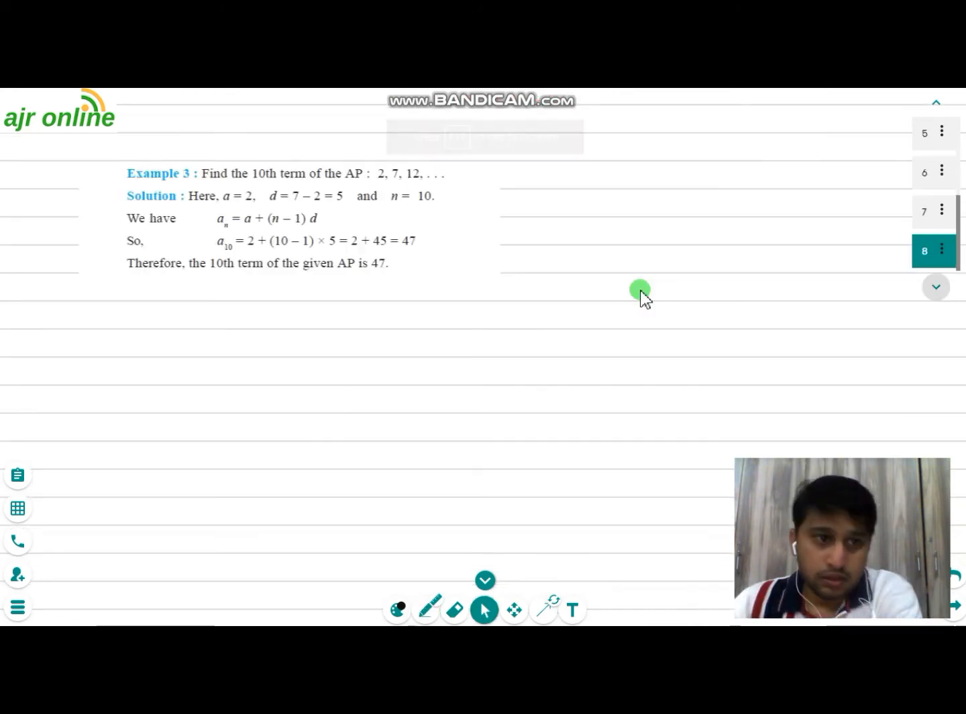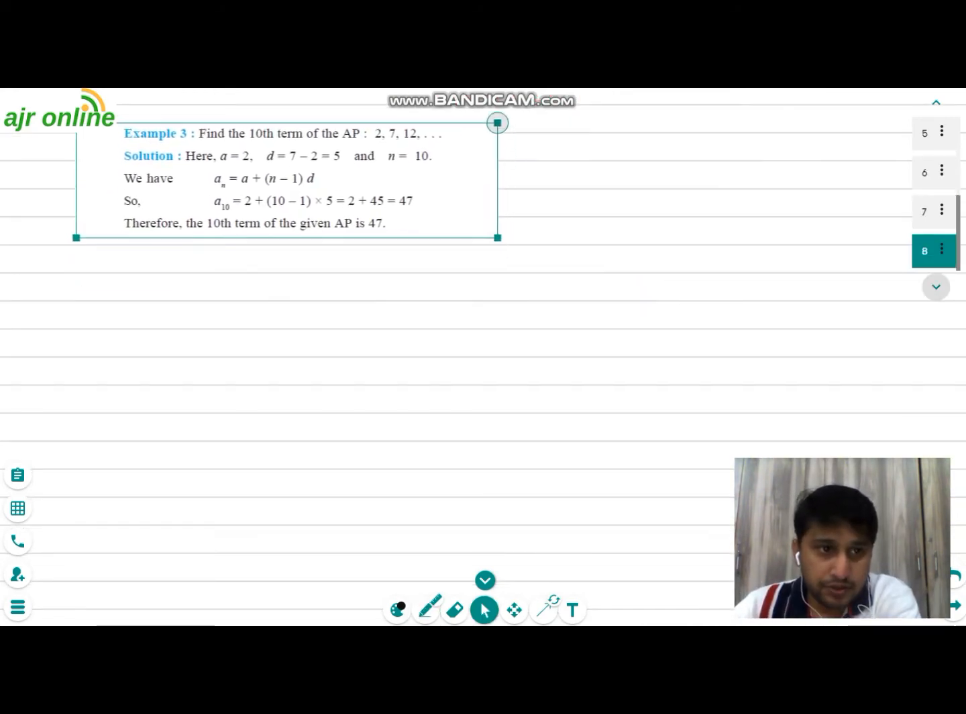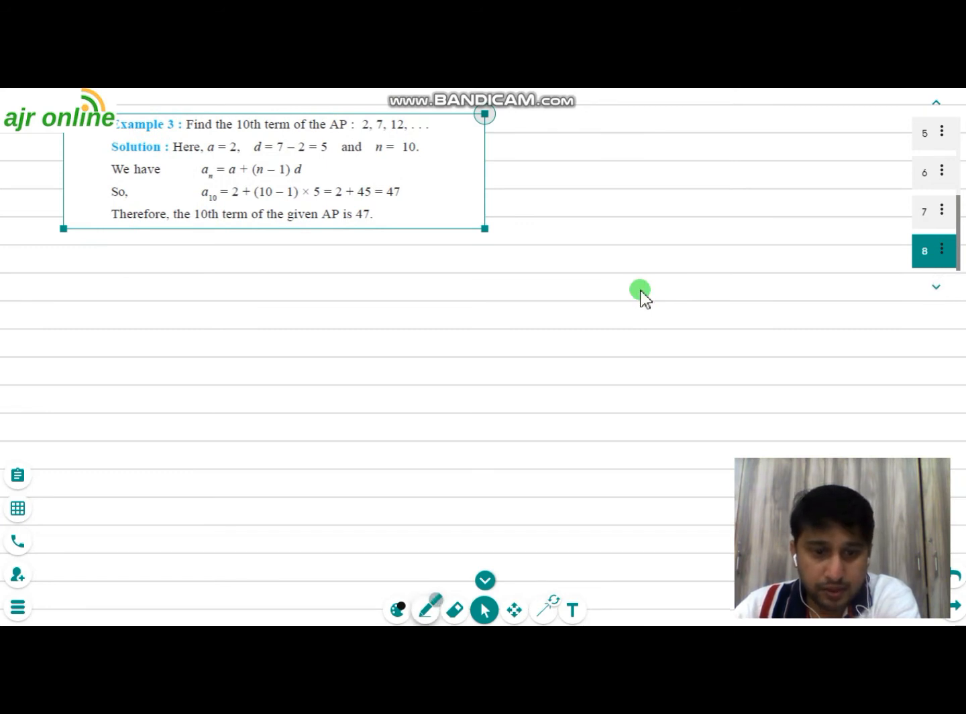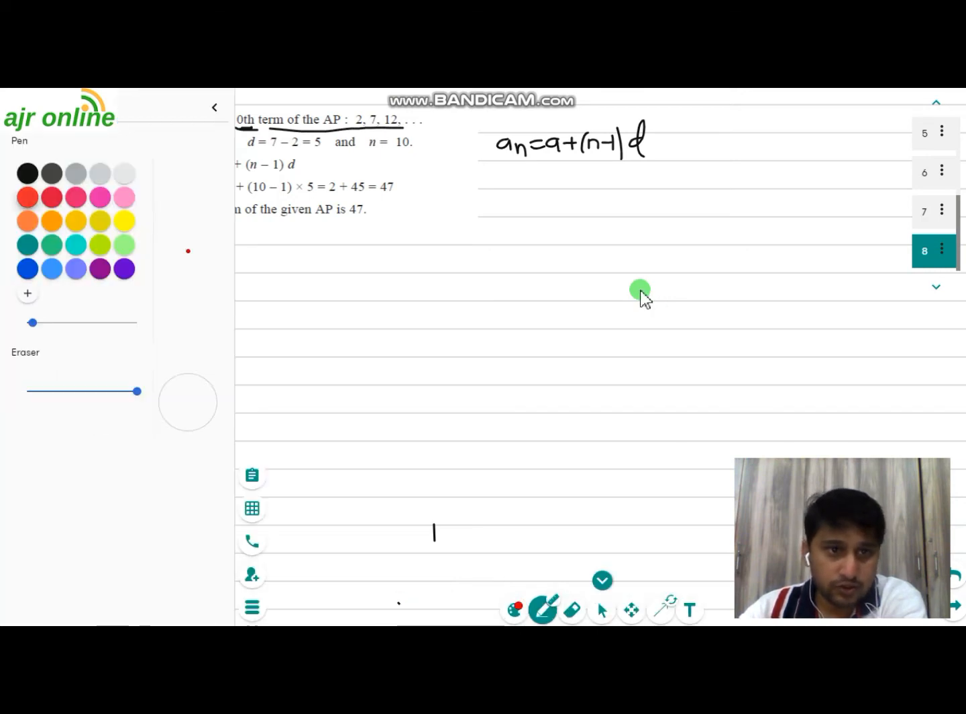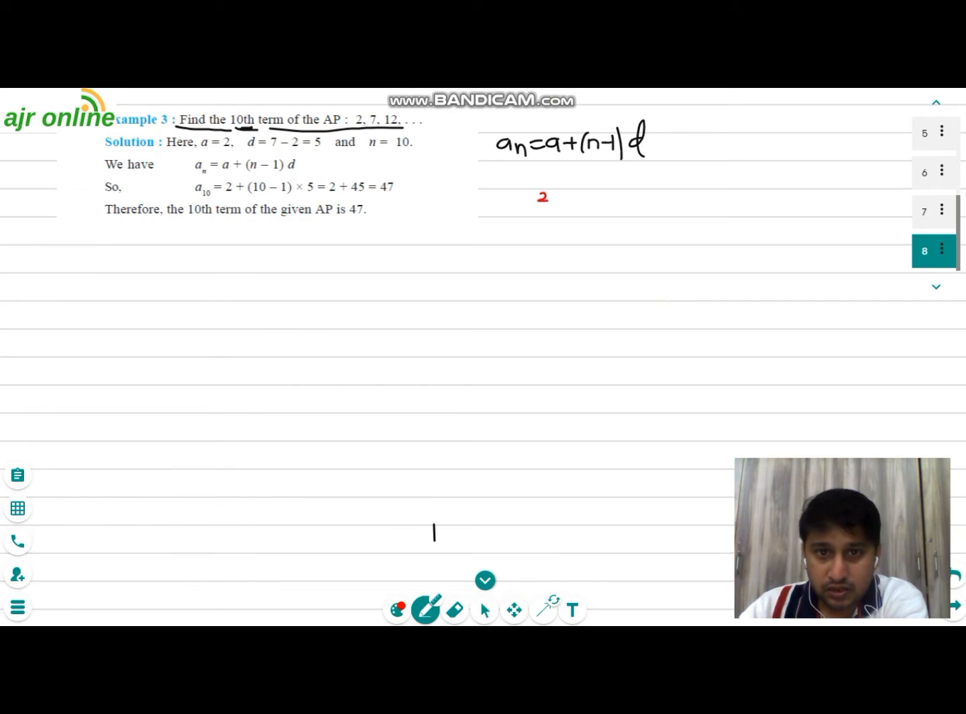Now let's see example 3 of AP. It is based on arithmetic progression, the concept which I have told you just now, which is an equals a plus (n minus 1) into d. Here it is saying to find the 10th term of the AP 2, 7, 12, and so on. It is saying that you have to find the 10th term.